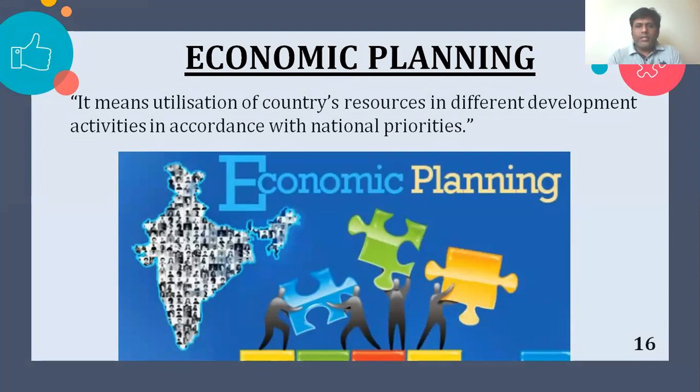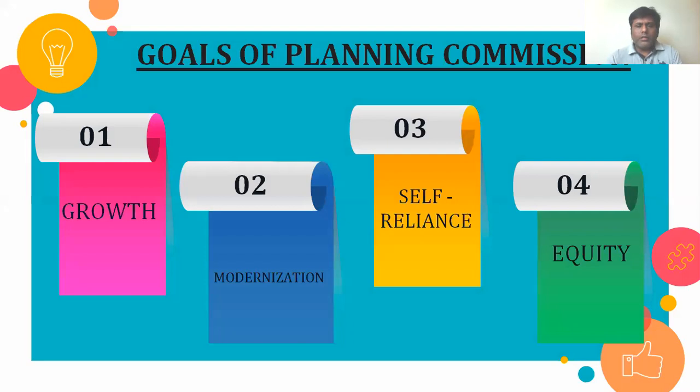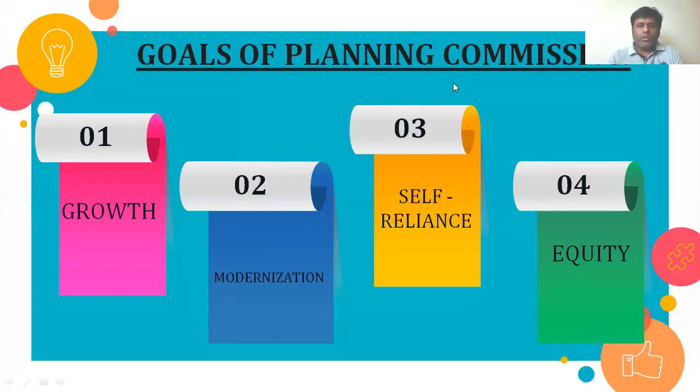And economic planning is done to fulfill our national priorities. So to fulfill our national priorities, the Planning Commission was set up in 1950, and the Prime Minister was the chairperson of the Planning Commission. And the main goals of the Planning Commission are growth, modernization, self-reliance, and equity.